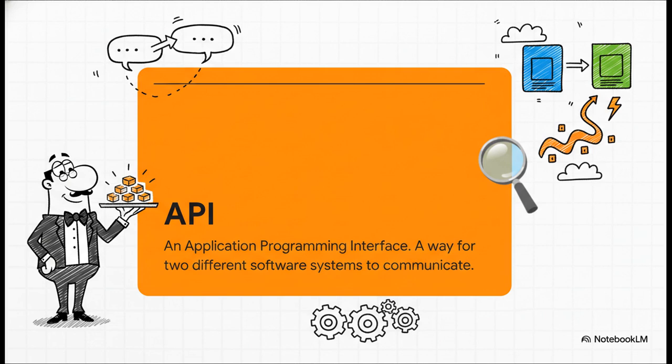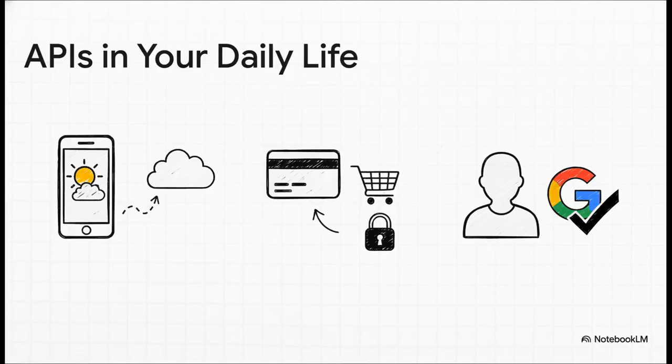Yeah, it's a technical name, but the idea is just like our waiter. An API is basically a set of rules that lets one piece of software talk to another. It's the digital messenger carrying requests and delivering responses between all sorts of different apps. And trust me, you use them constantly, probably without ever realizing it.